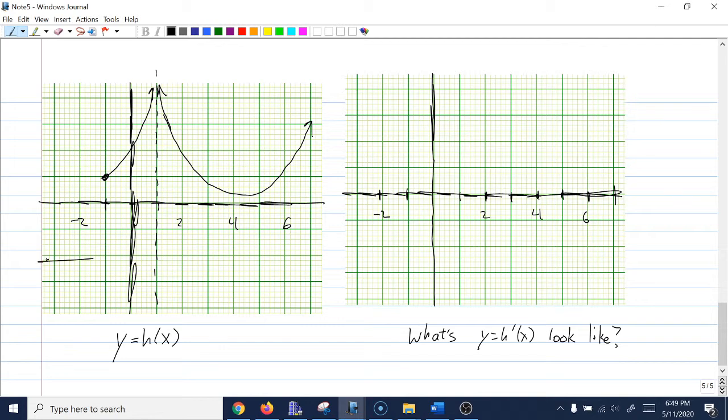First off, the function doesn't exist left of -1. If there's no function, there's no tangent line to ask about, so the derivative also can't exist left of -1. So the fact that this is empty tells me the matching part over here is also empty. At the start, my graph is increasing, so I have some positive value.